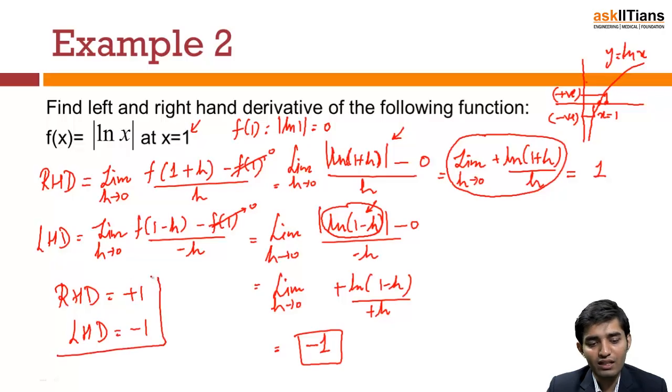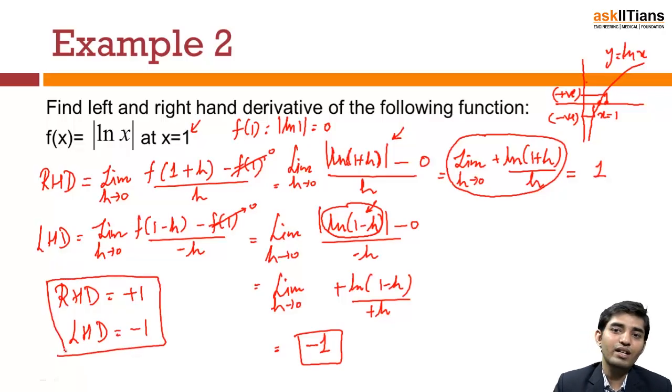So we can clearly see from these two that the left hand derivative is not equal to the right hand derivative. So we can say that dy by dx at x equal to 1 does not exist. This function is not derivable at x equal to 1 because LHD and RHD are different, right? They are not equal. So we can say that the derivative does not exist.